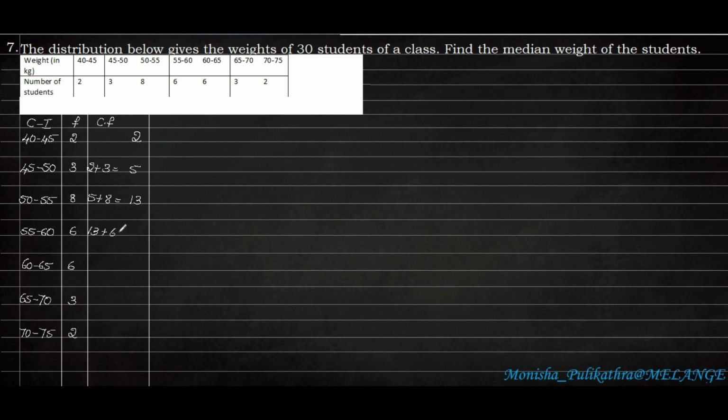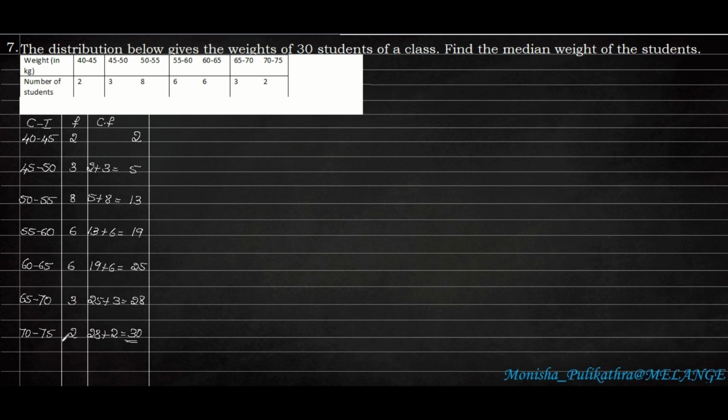13 plus 6 is equal to 19. 19 plus 6 is equal to 25. 25 plus 3 is equal to 28. And 28 plus 2 is equal to 30. So the last value of cumulative frequency is 30.